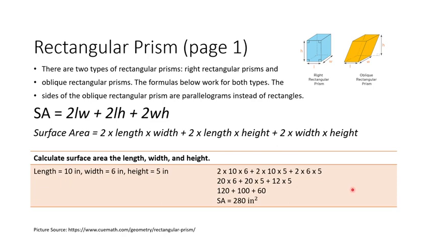Now you could use parentheses if you want to separate the length times width, the length times height, and the width times height. That's fine. You do want to follow order of operations, however. In this case, multiplication occurs before addition, and so you would do all the multiplication first and then add them up to get the surface area. Again, notice that the unit of measurement is inches squared.